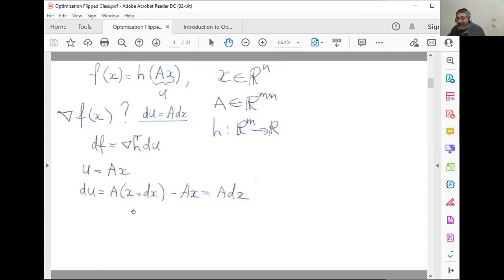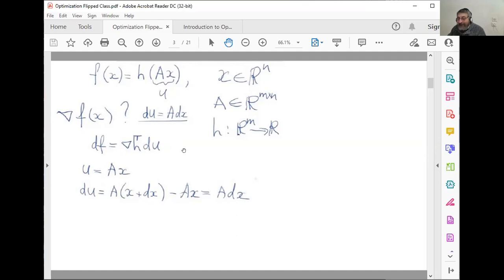Du, when you are staying at point x plus dx, is a multiplied by x plus dx minus ax. It's straightforward: a multiplied by dx. And now if I have a differential of the argument, I can get the differential of the function. It's just the gradient of this external function h multiplied by inner product with du.